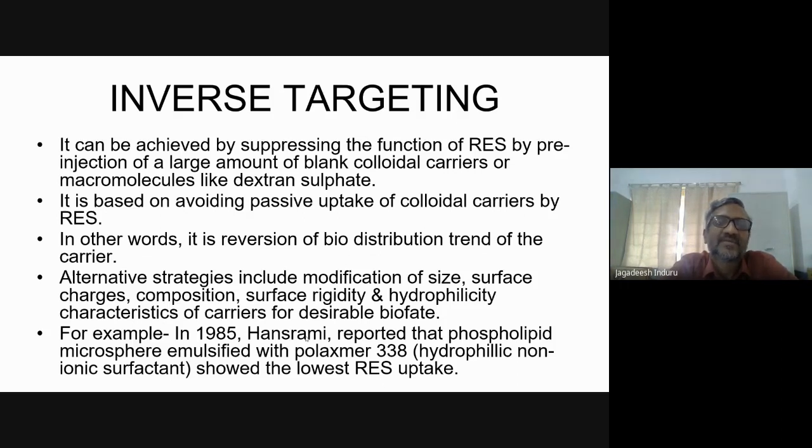Otherwise, they will be engulfed in a phagocytic manner as in regular passive targeting. But here you are avoiding that because you are making the reticuloendothelial system busy by giving blank colloidal carriers which have a similar capacity to attract it. So it is based on avoiding the passive uptake of the colloidal carriers by the reticuloendothelial system. In other words, it is a reversion of the biodistribution trend of the carrier, and the alternative strategy includes modification of the size, because each organ has a specific capillary size. So we use a specific size nanoparticle to reach that particular organ. And surface charges, which most of the time depend upon the disease state and will have an alteration, accordingly, and the composition and the surface rigidity, because of the differences, like what you have seen previously.